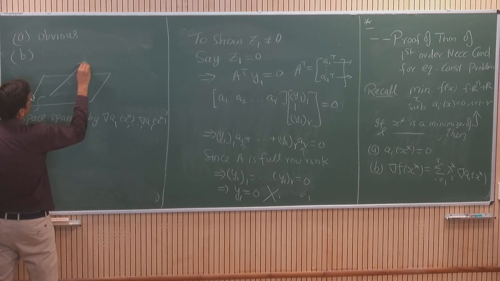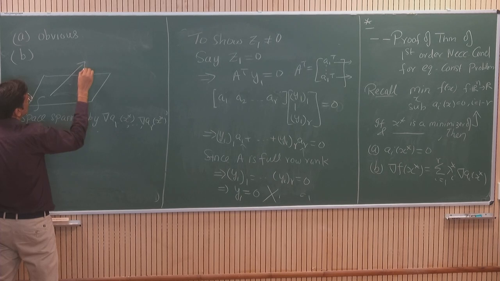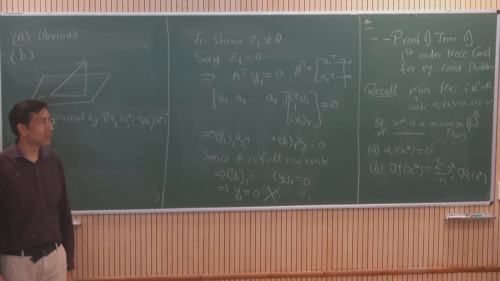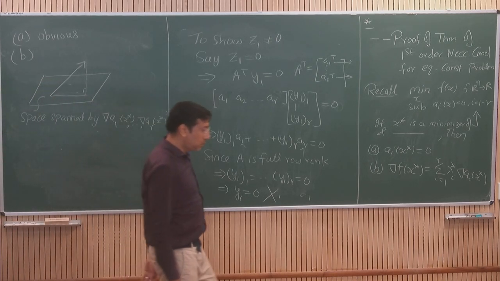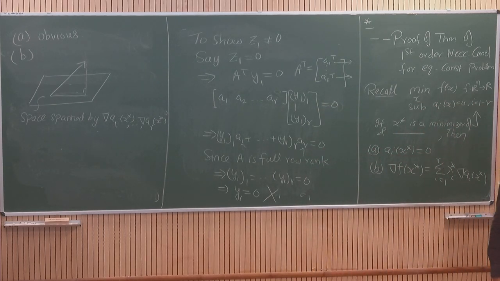Let's say it is this. It could be any direction. Just for the sake of explanation, I'm showing it. And we project it down onto this space spanned by the gradients of the constraints. We do a perpendicular projection. You can do an oblique projection as well, but right now we are doing a perpendicular projection.